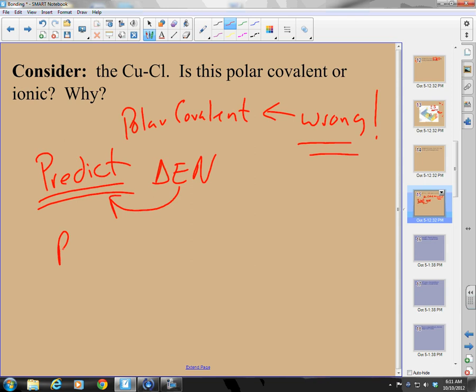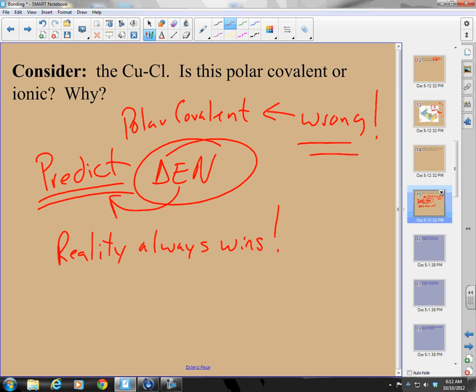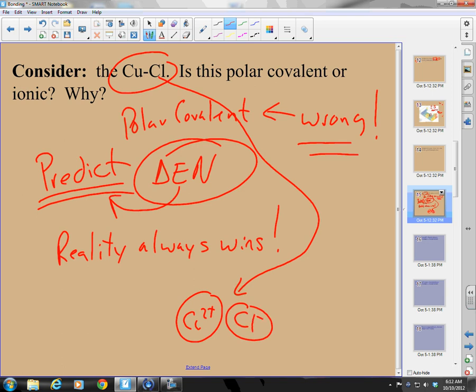What I like to say in chemistry is reality always wins. And what do I mean by that? Well, we have a whole bunch of things that we use to predict, but if it looks ionic, if it tastes ionic, if it smells ionic, then it is ionic, even if it has a delta electronegativity of 1.1. And the facts are that this guy makes a lattice, right? And if it's a lattice, what am I thinking? I'm thinking that it is ionic.